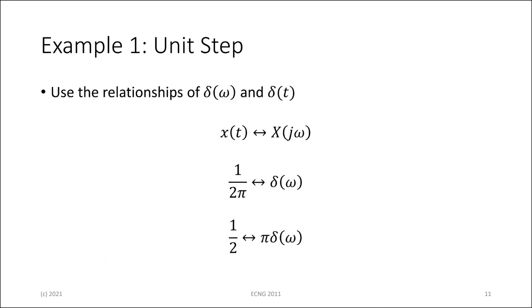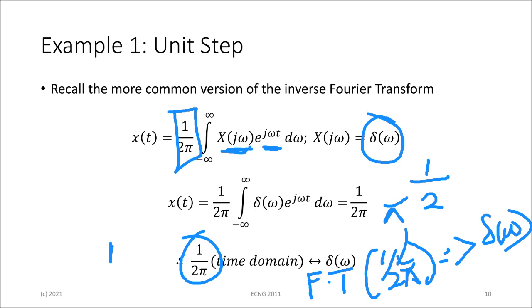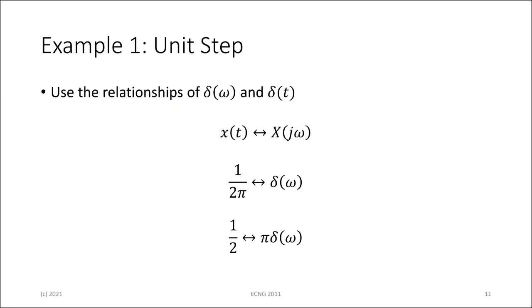So we're saying 1 over 2 pi gives me delta omega. So a half is going to give me simply pi delta omega. And that simply came out because of this little constant that we have in front here. Yeah? So in other words, the Fourier transform of a half is pi delta omega.